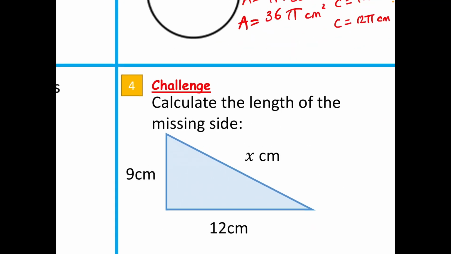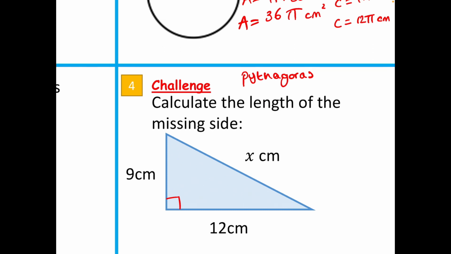For question 4, you would have needed to recognise that you will be needing to use Pythagoras. We're given a right-angled triangle, we know two sides, and we're asked to find the third. If you've been given any information about an angle or to look for an angle, you may have been using trigonometry. But for this one, we'll be using Pythagoras.